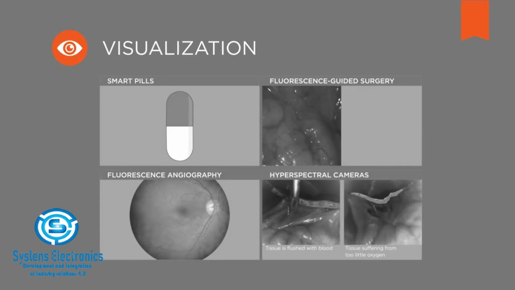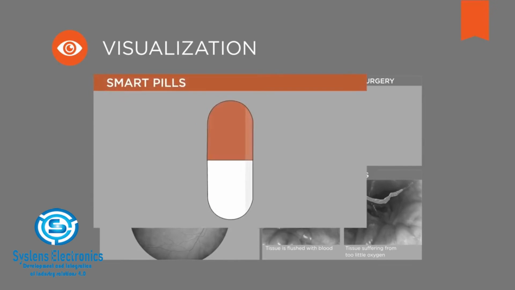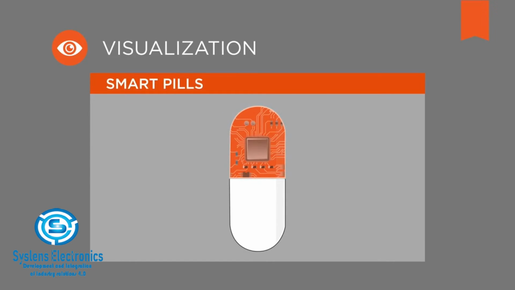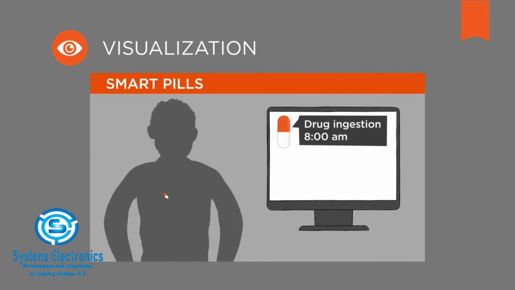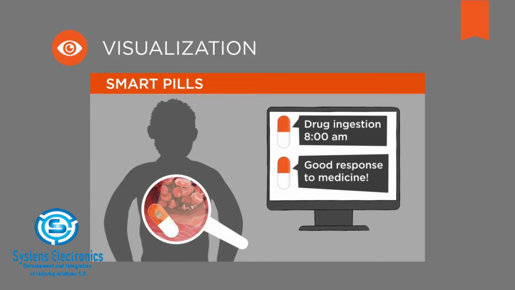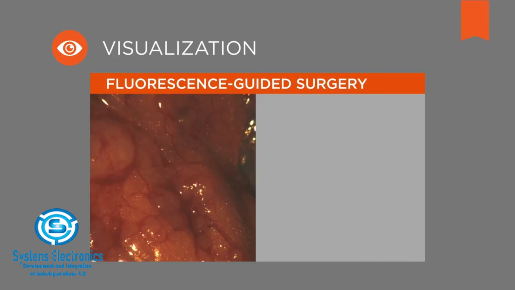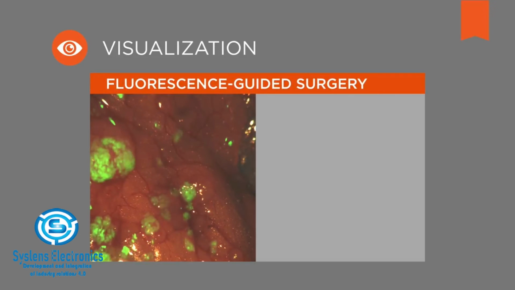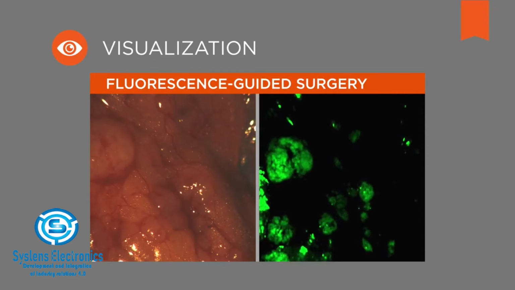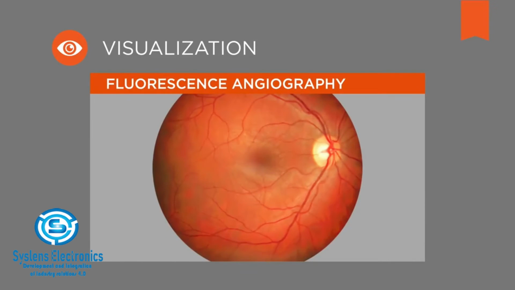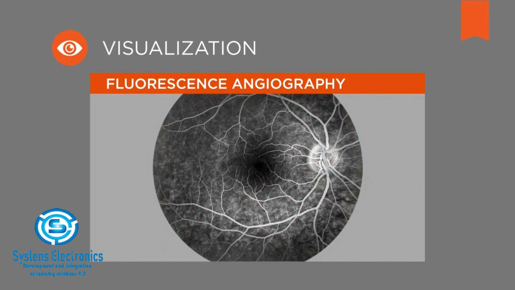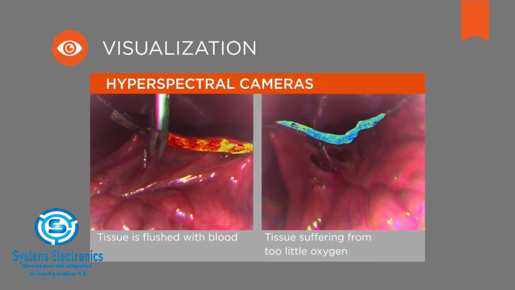Number 4. Visualization. Cameras also serve as the eye in many sophisticated imaging techniques. Used as endoscopes, or so-called smart pills, millimeter-sized cameras record the device's path through the inner parts of our body. Fluorescence-guided surgery lets the surgeon distinguish between healthy and cancerous tissue in real time during the procedure. Fluorescence angiography lets the ophthalmologist see if the tiny vessels in the background of the eye are properly connected. Hyperspectral cameras can distinguish between tissue that is flushed with blood and tissue suffering from too little oxygen.